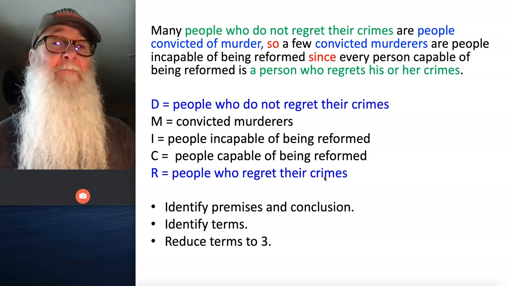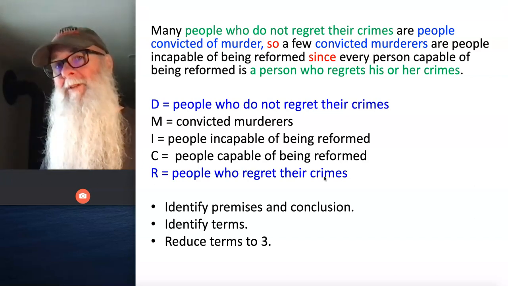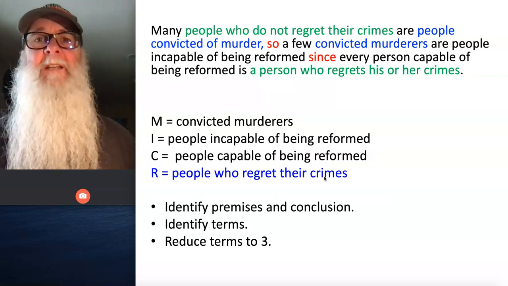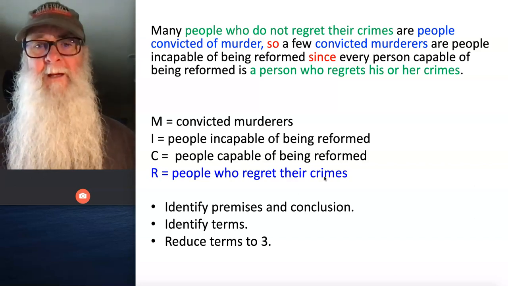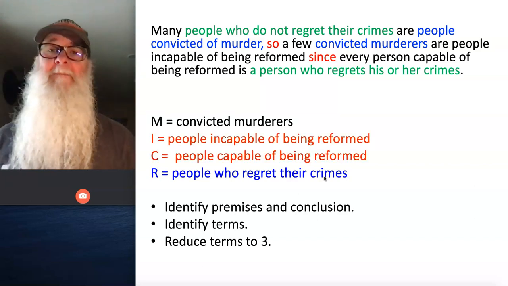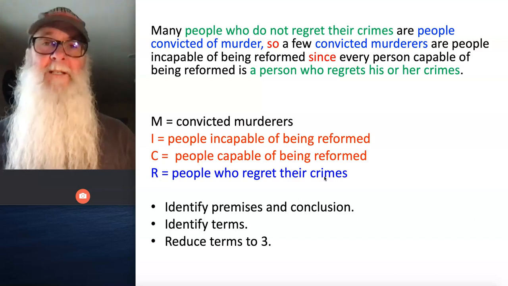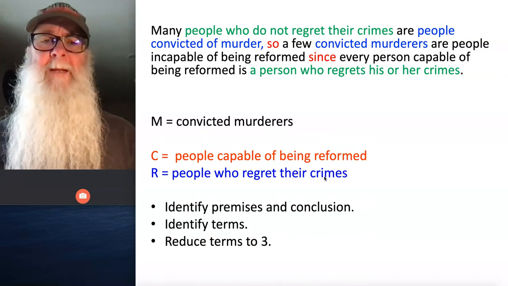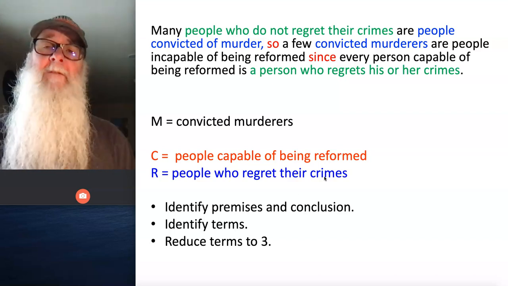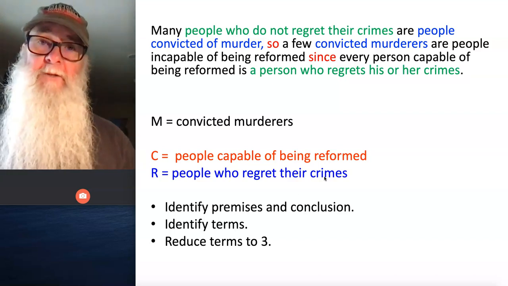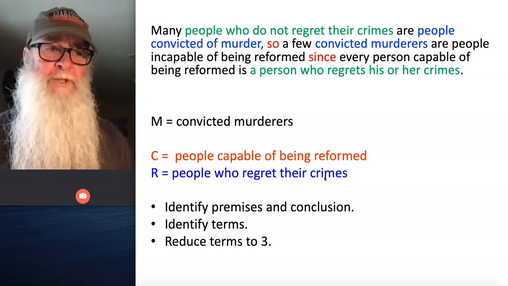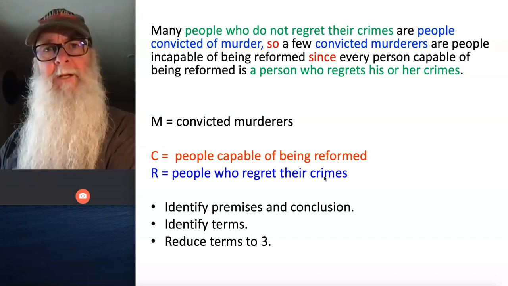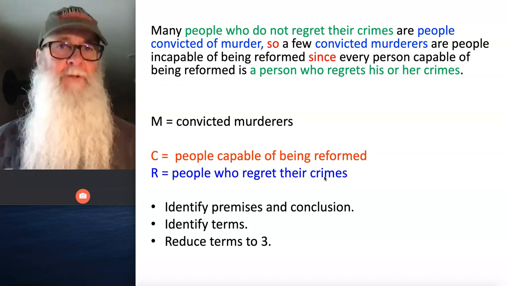I notice, for example, we have people who regret their crimes and people who do not regret their crimes. I'm going to get rid of one of those, and anytime I want to say people who do not regret their crimes, I'm just going to say non-R. That's a person who doesn't regret their crimes. I also notice here that I've got people capable of being reformed and people incapable of being reformed, and I'm going to eliminate I and go with C. And anytime I want to reference somebody who's not capable of being reformed, I'm going to say non-C. So now I've got my terms, M, C, and R, and you may have different letters for your argument, and that's okay. You just want to make sure that you make yourself a little cross-reference so that you can track whether or not you've represented the argument symbolically the same way as I have, just using different letters.